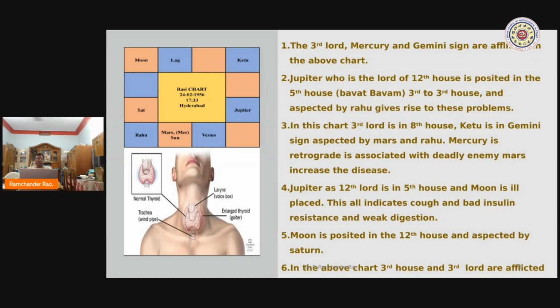Jupiter as the 12th lord is in the 5th house and the Moon is ill-placed. The Moon, that is the 4th lord, is ill-placed here. So all these things are afflicted. So these all indicate cough, insulin resistance and weak digestion. Because of this, the Moon is placed in the 12th house and aspected by Saturn. Saturn is aspecting the Moon. In the above chart, the 3rd house and 3rd lord are afflicted, giving rise to thyroid diseases. Next.